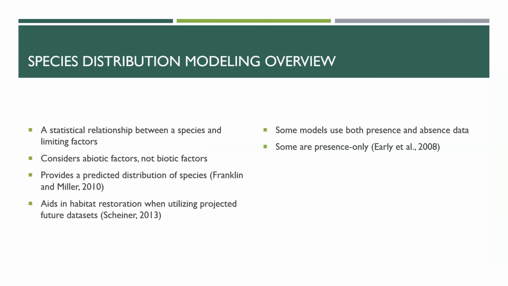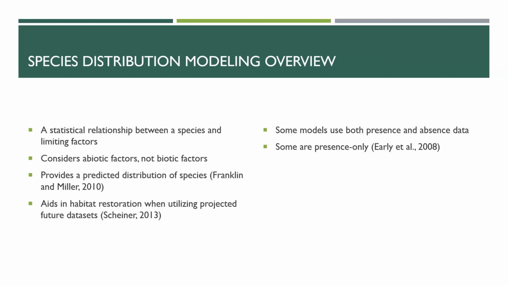Species distribution models demonstrate a statistical relationship between a species and limiting factors, specifically abiotic factors. There are many different uses of species distribution models, the most notable being species management, habitat restoration, and looking at the impacts of climate change on a species.